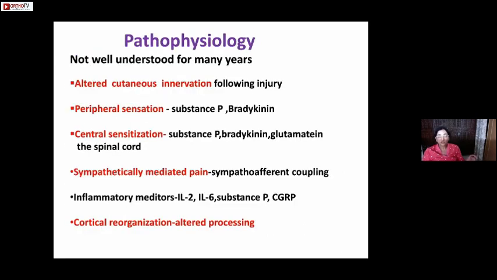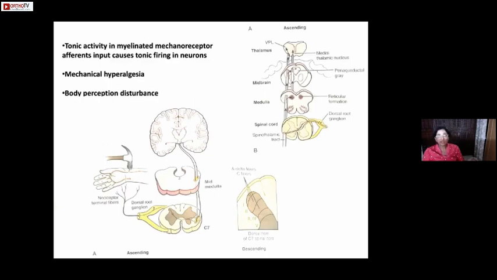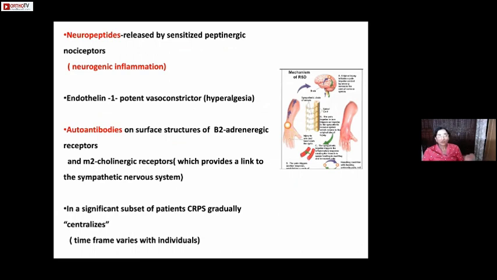The pathophysiology was not well understood for many years, but there is altered cutaneous innervation, altered peripheral sensation, altered central sensitization, sympathetically mediated pain pathway, and altered processing with cortical reorganization because of inflammatory mediators. So there is increased tonic activity in myelinated mechanoreceptor afferents, leading to mechanical hyperalgesia and altered body perception. The neuropeptides released by sensitized peptidergic nociceptors cause neurogenic inflammation. Autoantibodies against adrenergic and cholinergic receptors alter the sympathetic nervous system function.